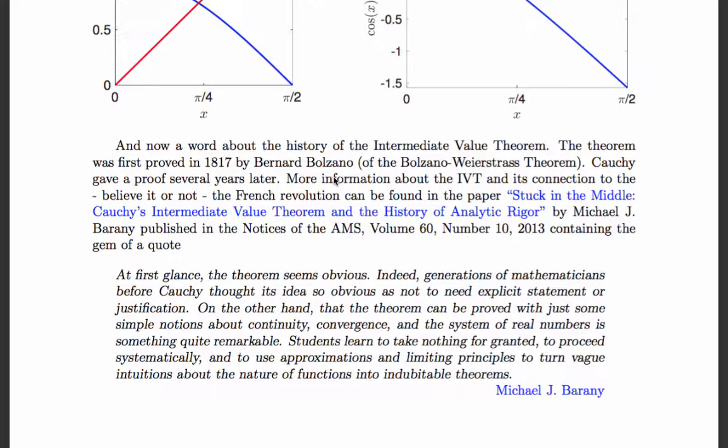Included in the paper is the following quote. At first glance, the theorem seems obvious. Indeed, generations of mathematicians before Cauchy thought its idea so obvious as to not need explicit statement or justification. On the other hand, that the theorem can be proved with just some simple notions about continuity, convergence, and the system of real numbers is something quite remarkable. Students learn to take nothing for granted, to proceed systematically, and to use approximations and limiting principles to turn vague intuitions about the nature of functions into indubitable theorems. Michael J. Barany.